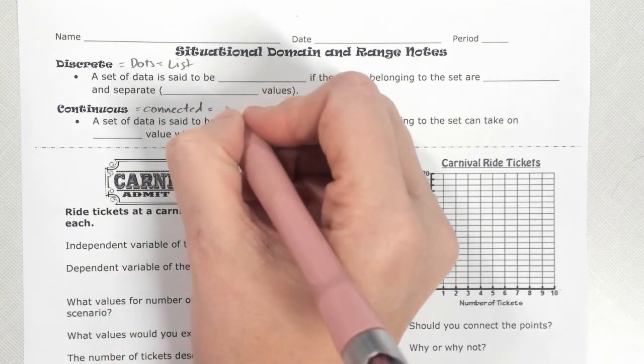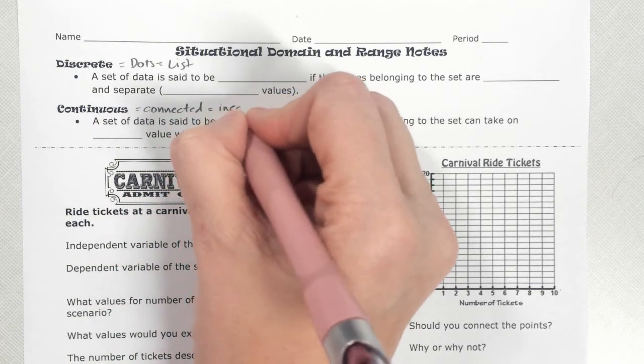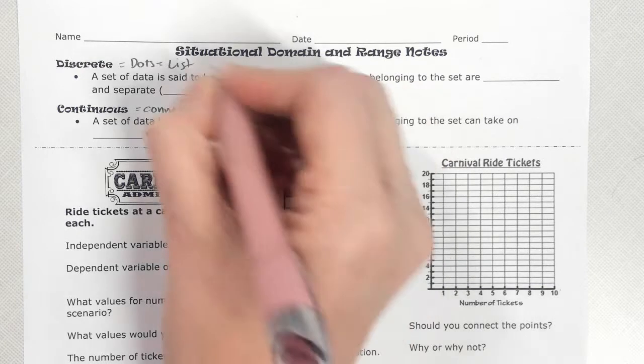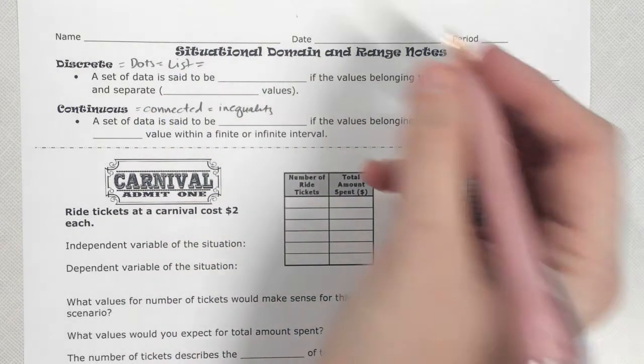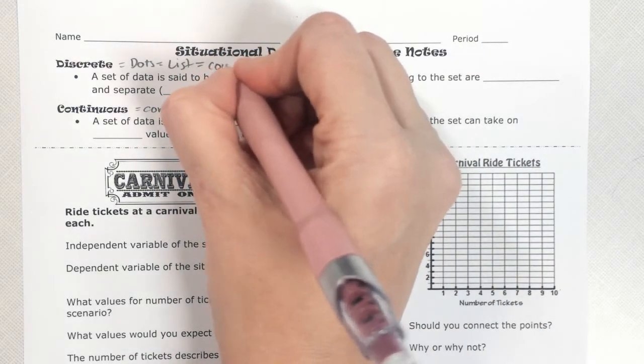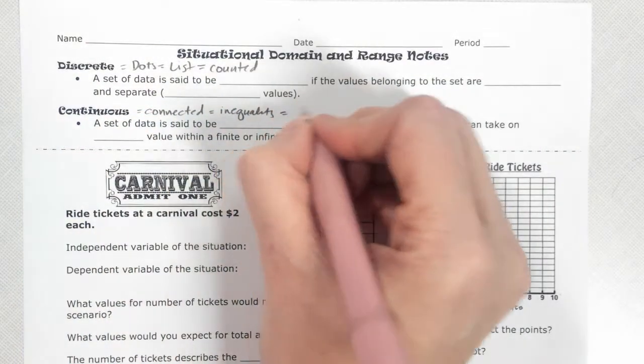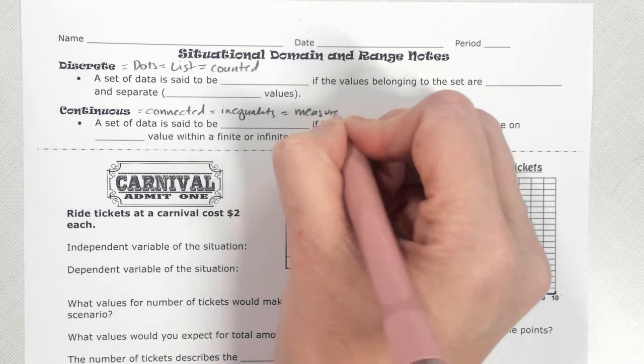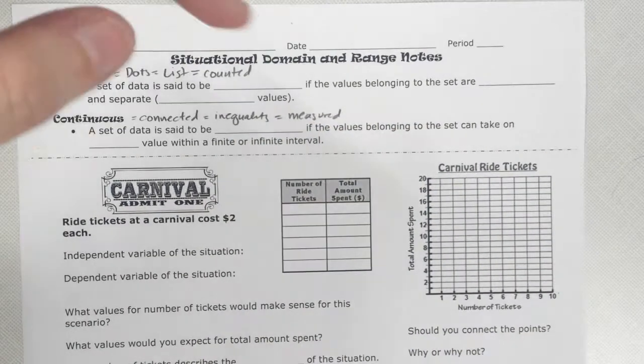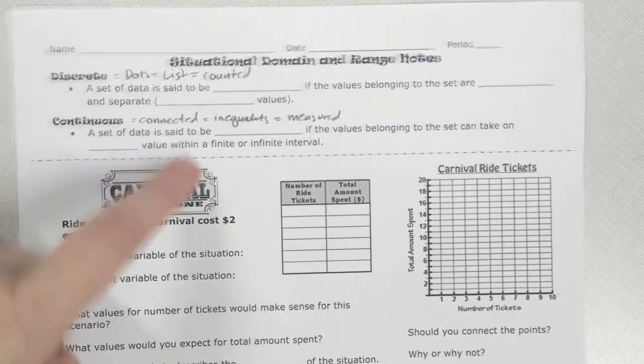and it's an inequality. And also on that list, also remember, it's counted. And for continuous, it's connected, it's an inequality, and it's measured. So remember that. Discrete: dots, list, counted. Continuous: connected, inequality, measured.